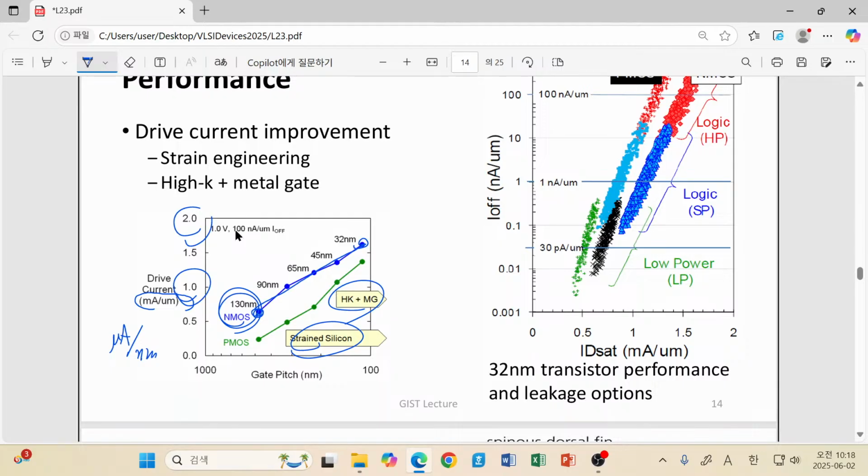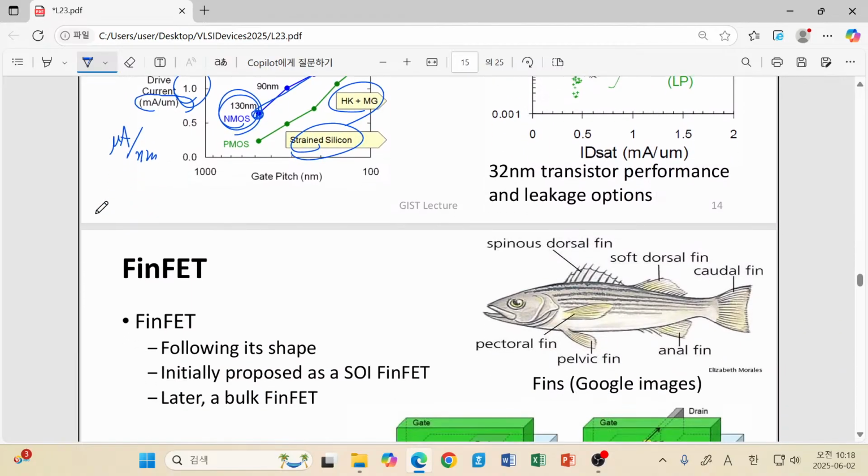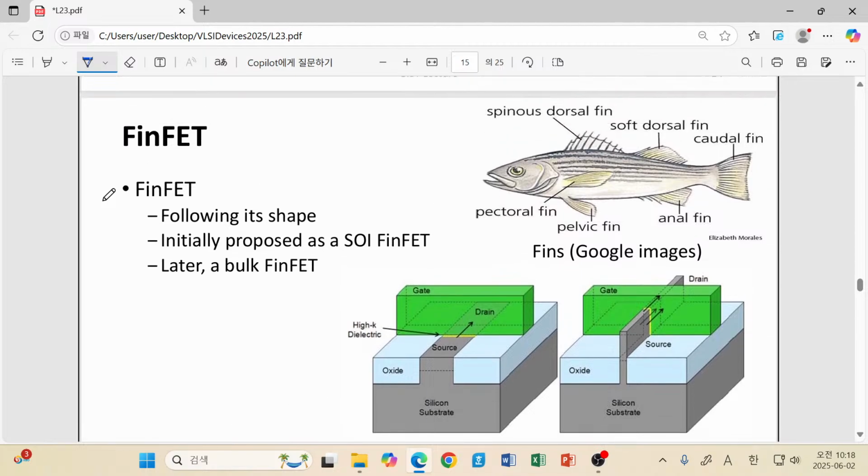Okay, I have not covered all of this scaling part, but this Wednesday I will start from FinFET, quickly cover it, and move to the next part, quantum effect.